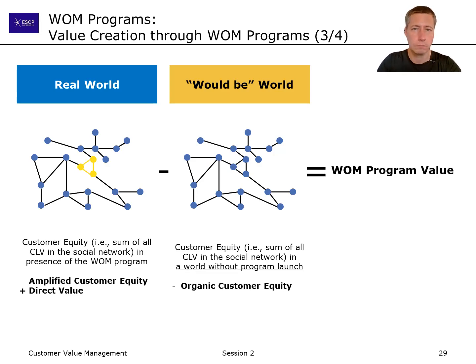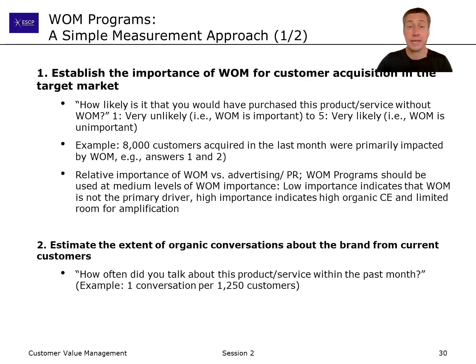value. Now, obviously, a very reasonable question that you can ask right now is, how should we do this? How should I calculate the customer equity in a would-be world? How can I assess this? Well, there is technically a bit more sophisticated way of doing this. It's called agent-based modeling. And in the supplementary readings of session 2, you have one article that explains this in a bit more detail. But there's also an easy way that you can use in most settings. And this easy way consists of 4 steps.